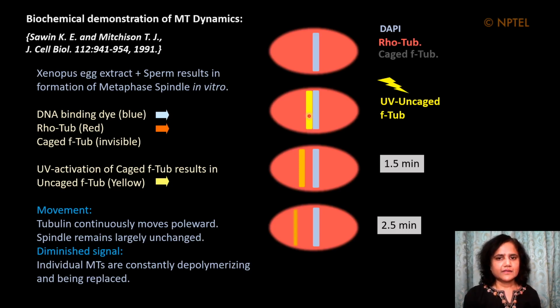And then they did a time course analysis, and what was observed was that after 1.5 minutes and 2.5 minutes, fairly quickly, the tubulin within this overall assembled spindle, which doesn't seem to be changing much in structure, seems to be moving poleward. So it doesn't remain where it originally was, but this band of tubulin appears to be moving towards its respective pole. But overall the spindle remains largely unchanged.